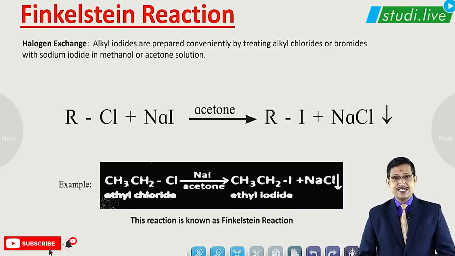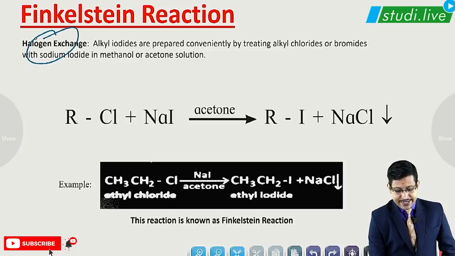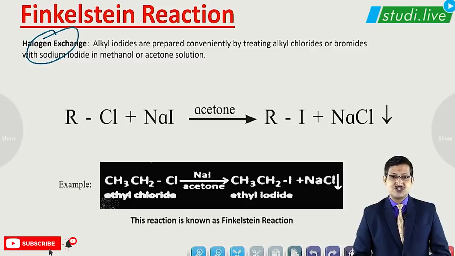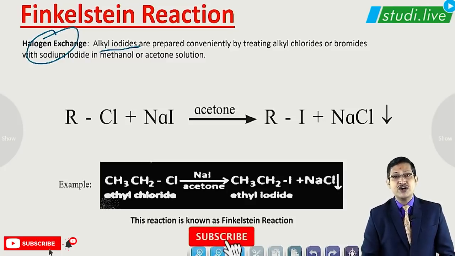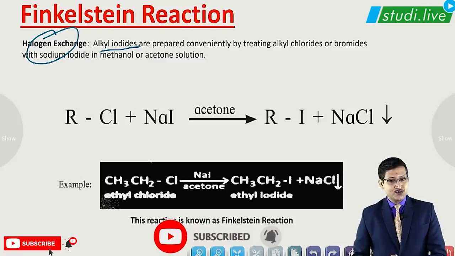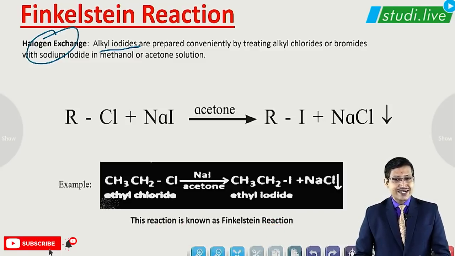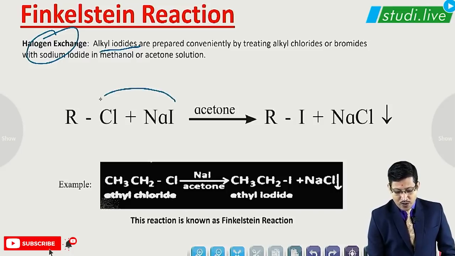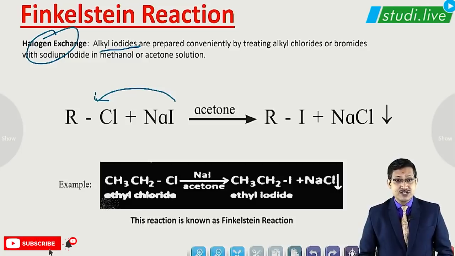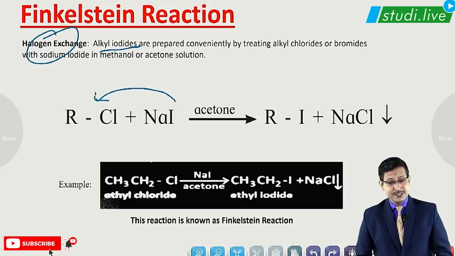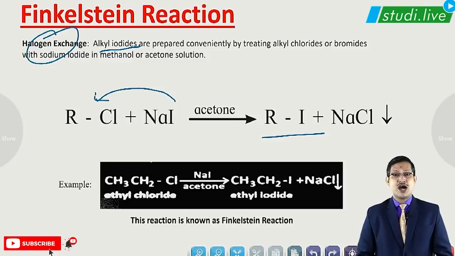Now what exactly is Finkelstein reaction? It is an example of halogen exchange reaction. So one halogen is going to replace another halogen and it involves the formation of alkyl iodides. The very important word is that it forms alkyl iodide. So that alkyl iodide is obtained when NaI reacts with RCl. So in the substitution, I is going to replace Cl and it will give you the formation of RI, that is alkyl iodide.